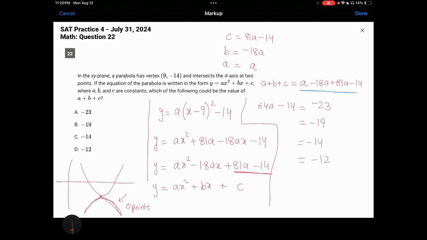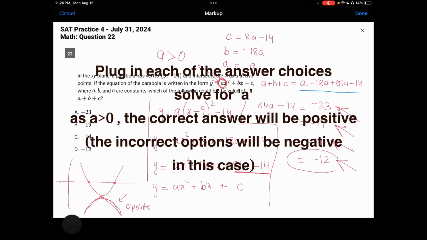However, the question states our graph intersects the x-axis at 2 points, which means that our graph will open upward. And when a graph opens upwards, the value of a is greater than 0. In other words, we need to select the options from these 4 choices that give a positive value for a. So when we plug in all of the values from the options given, we get that the correct answer is going to be option D.